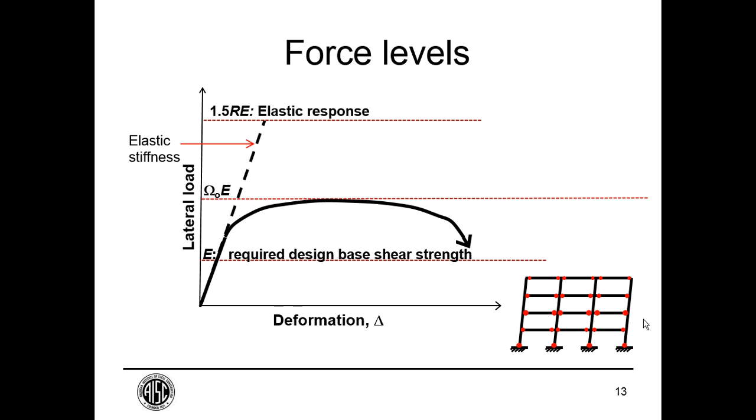And that is represented by this horizontal line that we just drew at some level, at some factor times the required base shear strength. And that factor is the omega sub O factor, which is a reasonable guess for typical structures that are designed efficiently. There is some overstrength. And that reasonable guess, the omega sub O factor, is shown in this diagram.